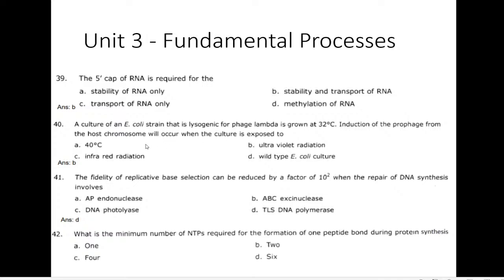Okay, here the question, the statement they provided: the E. coli culture lysogenic for lambda phage at 32 degrees. The question is, whenever they are doing induction, meaning stimulation or inducing process, that is called induction in the lysogenic. So they want to stimulate the prophage from the host chromosome. It will occur when? So that is the question.